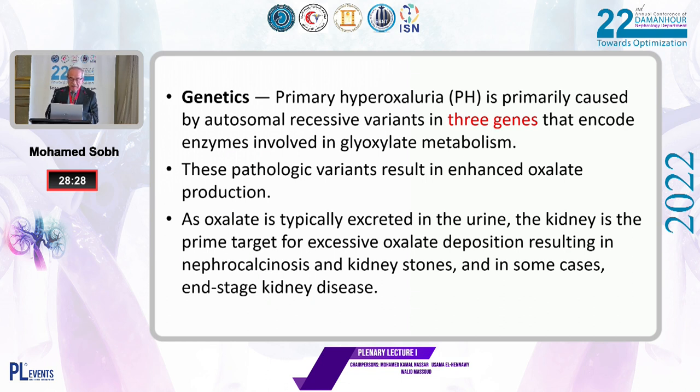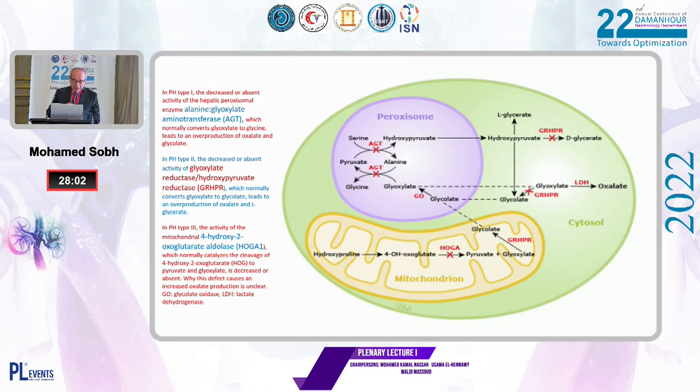These pathologic variants result in enhanced oxalate production. As oxalate is typically excreted in the urine, the kidney is the prime target of excessive oxalate deposition, resulting in nephrocalcinosis and kidney stones, and in some cases, end-stage kidney disease. This is the patient whom we always face and feel frustrated by, searching for a gap.